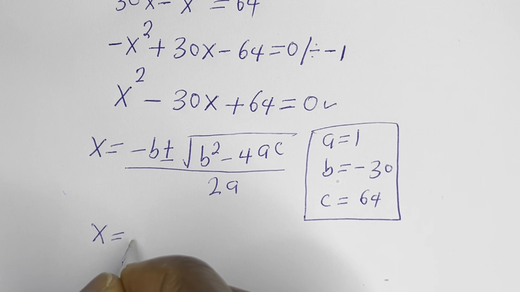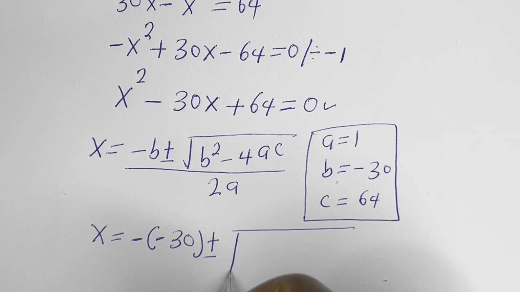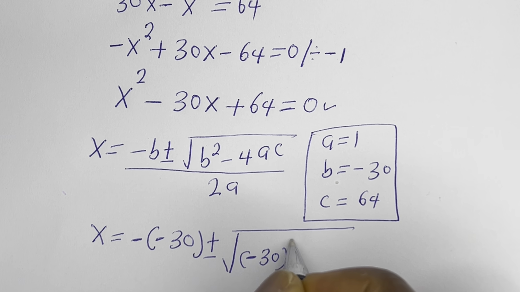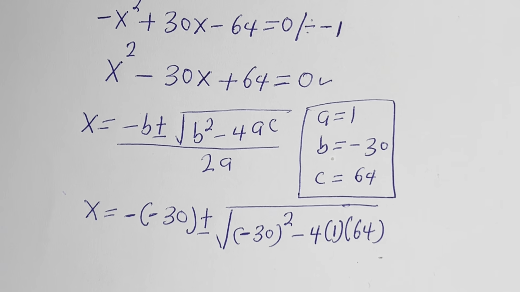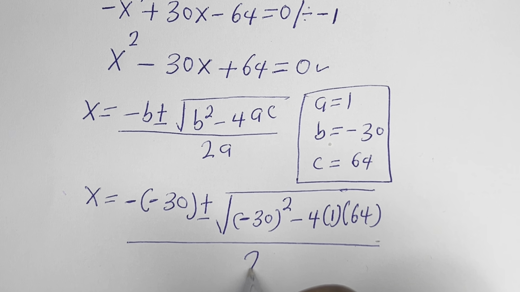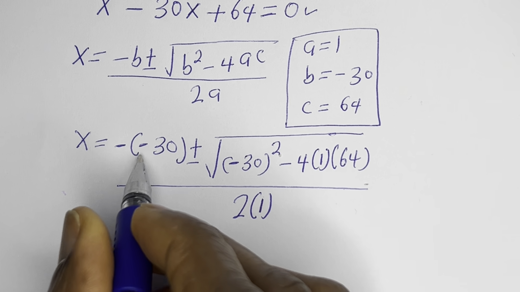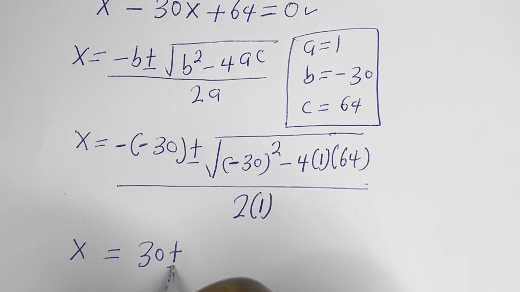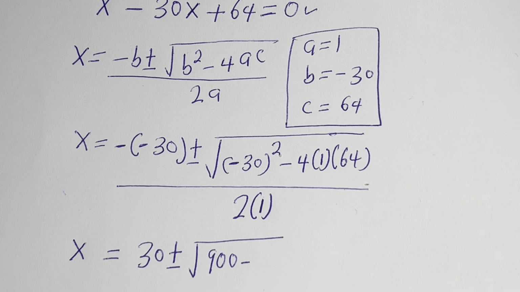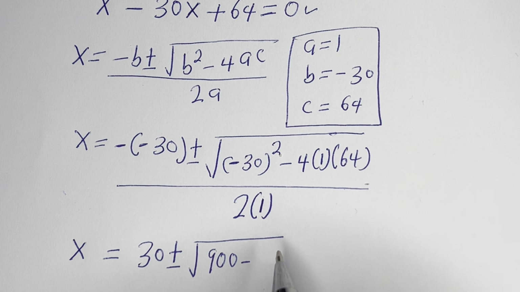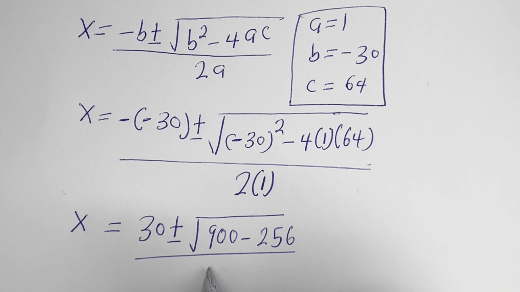Then x is equal to minus bracket minus 30 plus or minus square root of minus 30 squared minus 4 multiplied by a, which is 1, multiplied by c, which is 64, then divided by 2 multiplied by a, which is 1. x is equal to minus times minus 30, this is 30, plus or minus square root of minus 30 squared, that is 900, minus 4 multiplied by 1 multiplied by 64, that is 256, over 2 multiplied by 1, 2.